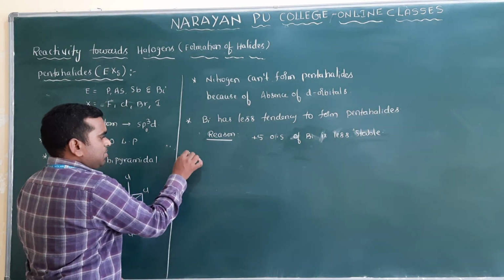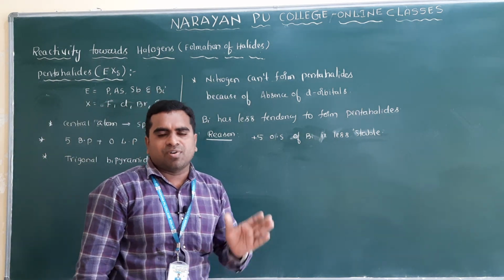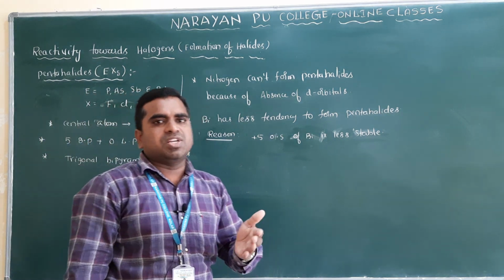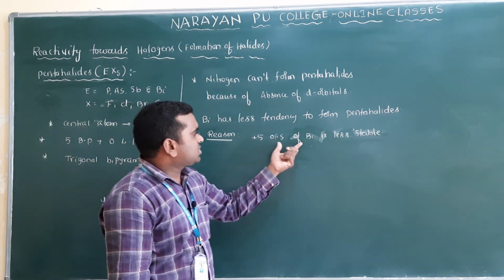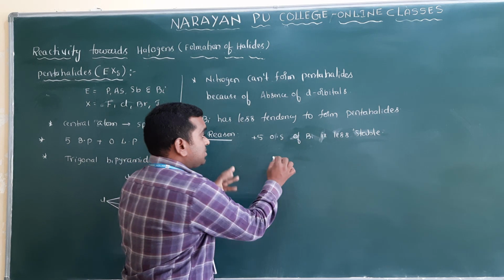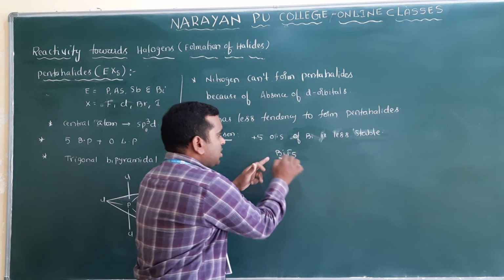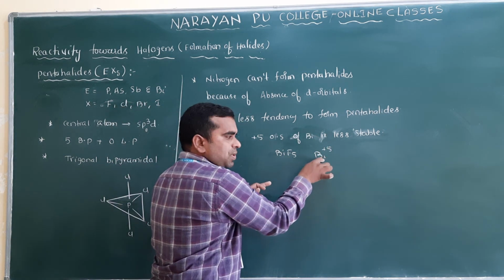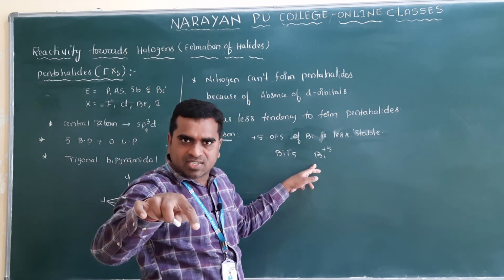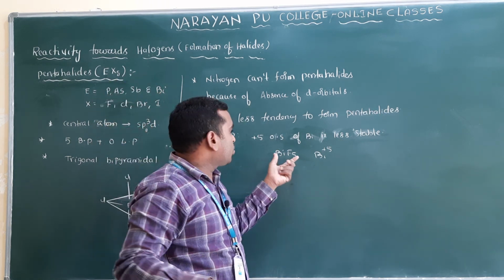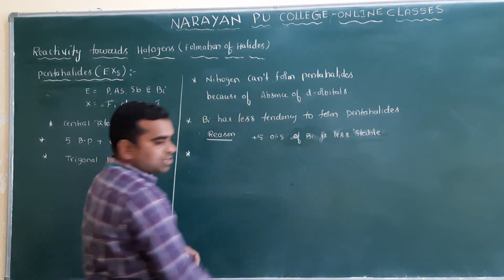This means nitrogen cannot form pentahalides. Bismuth has the capability but less tendency, because it mainly forms 3 bonds instead of 5 bonds because of the inert pair effect. Clear? So you simply write here: the +5 oxidation state of bismuth is less stable. Suppose this is BiF5. What is the oxidation state of bismuth here? +5. +5 oxidation stability decreases down the group and +3 oxidation stability increases. So that's why bismuth has a lesser tendency to form the pentahalides. That is an important point.